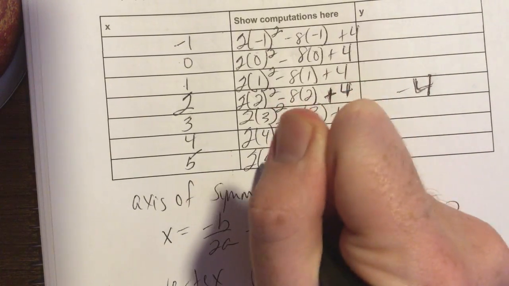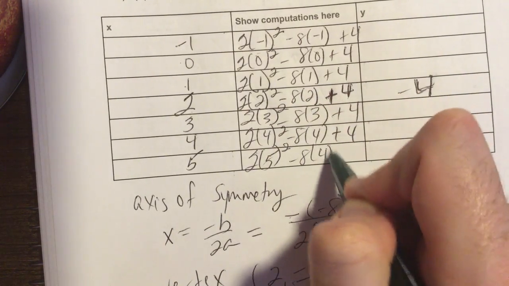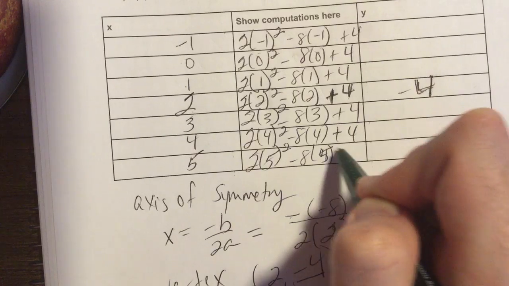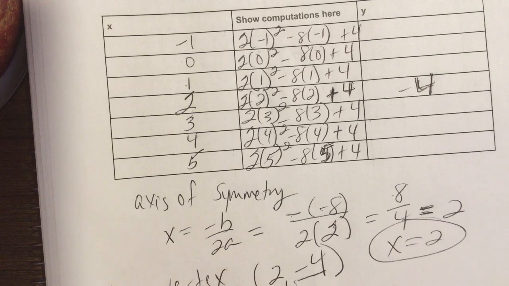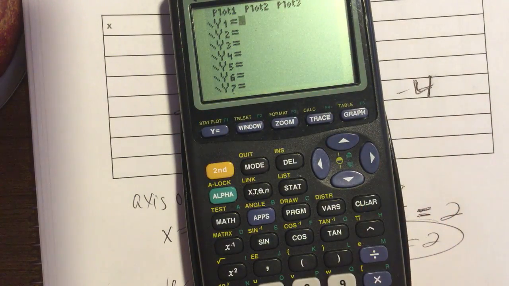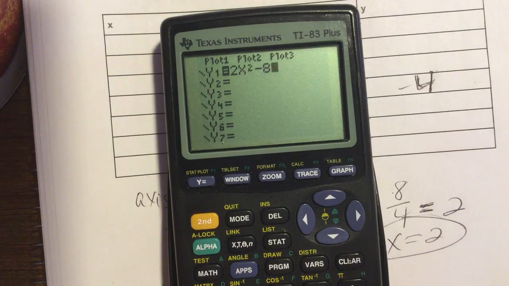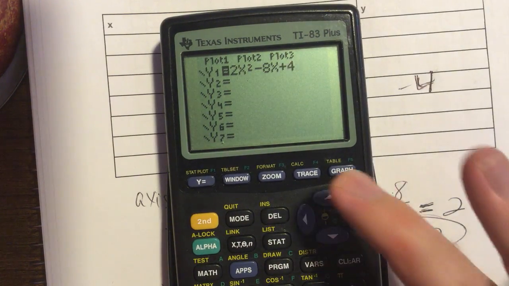And then we're going to have 2 times 5, we're going to square that, take away 8 times 5, plus 4 at the end. That should be a 5 in parentheses for that x value. To help us out, we're going to plug in that equation in our calculator: 2x squared minus 8x plus 4.